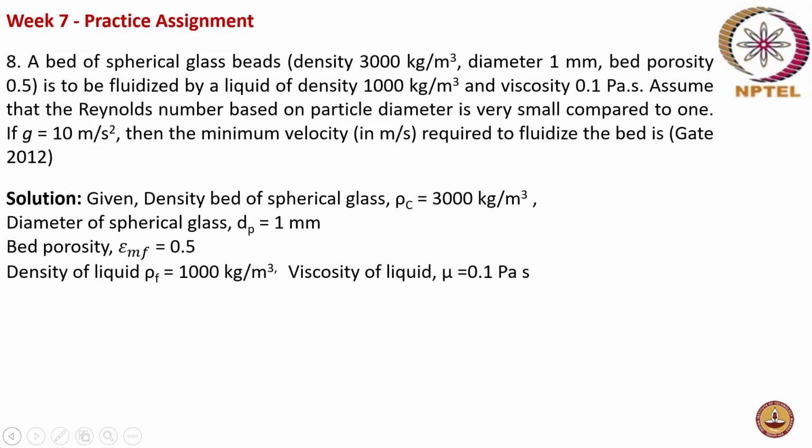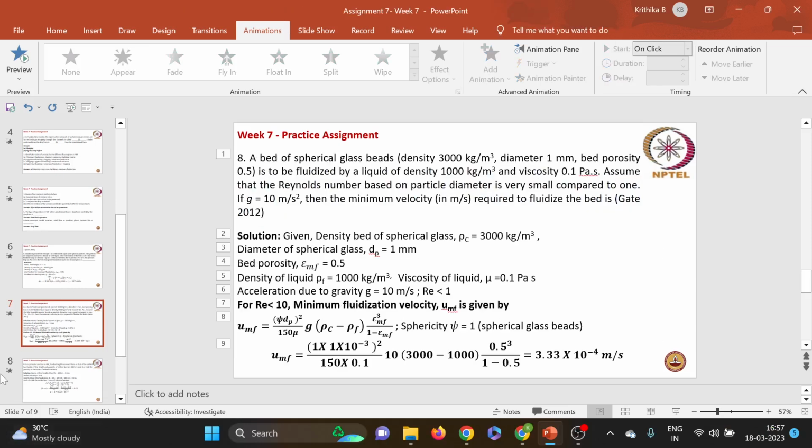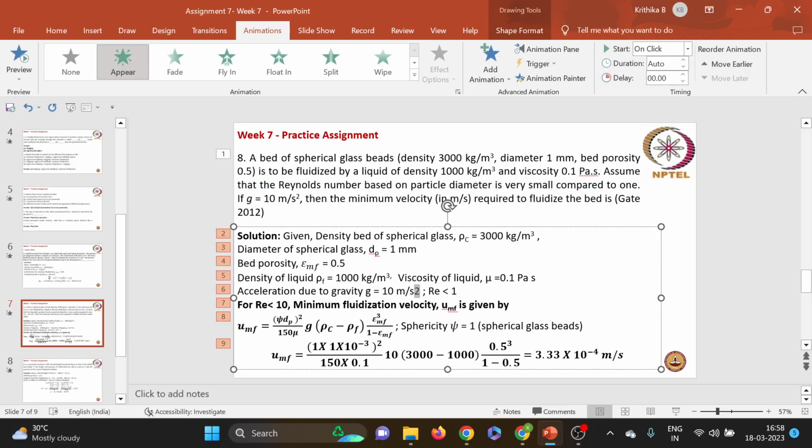And then they have given the density of liquid rho f is equal to 1000 kilogram per meter cube, and viscosity of the liquid mu is equal to 0.1 pascal seconds. What are the information they have given? They've also given the acceleration due to gravity. Here again it is 10 meter per second square.